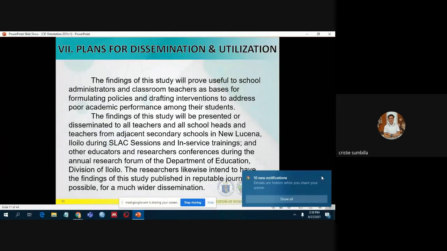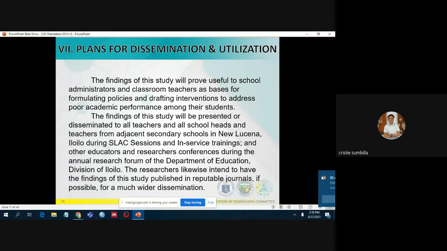The findings of this study will prove useful to school administrators and classroom teachers as basis for formulating policies and drafting interventions to address poor academic performance among their students. The findings of this study will be presented or disseminated to all teachers and all school heads and teachers from adjacent secondary schools in Iloilo, Iloilo during lab sessions and in-service trainings and other educators and researchers conferences during annual research forum of the Department of Education, Division of Iloilo.